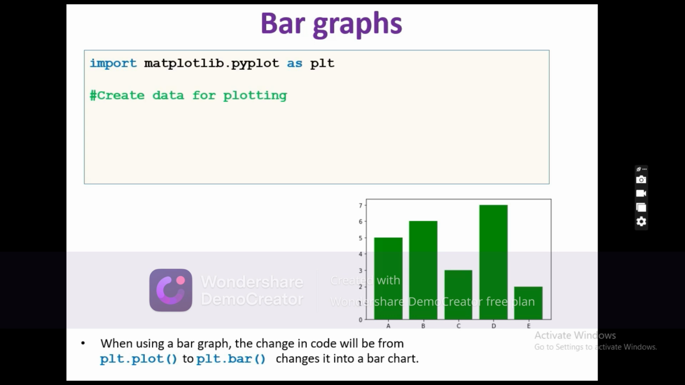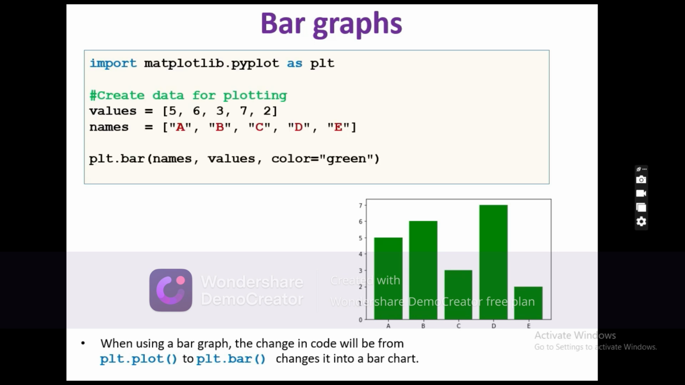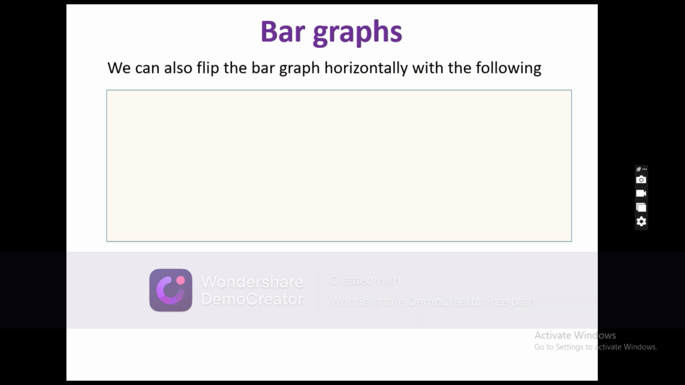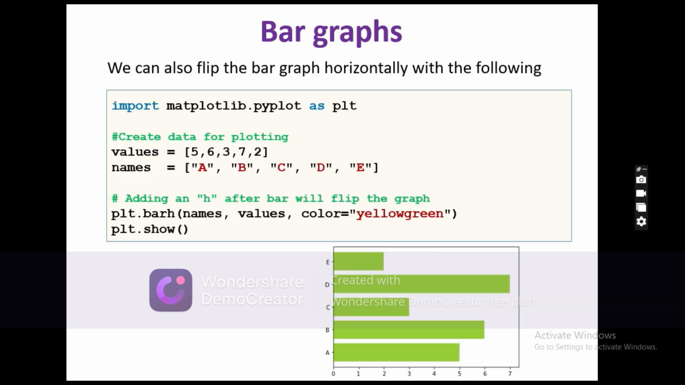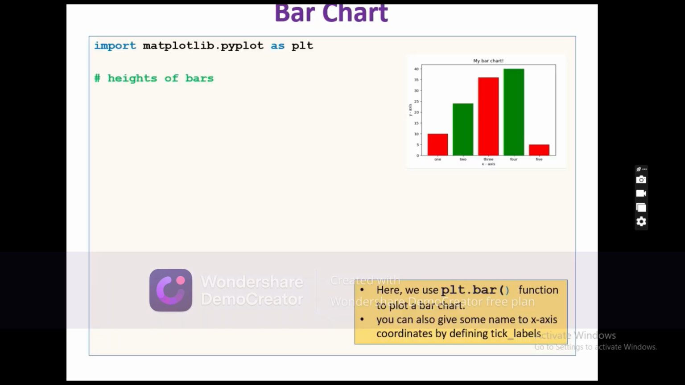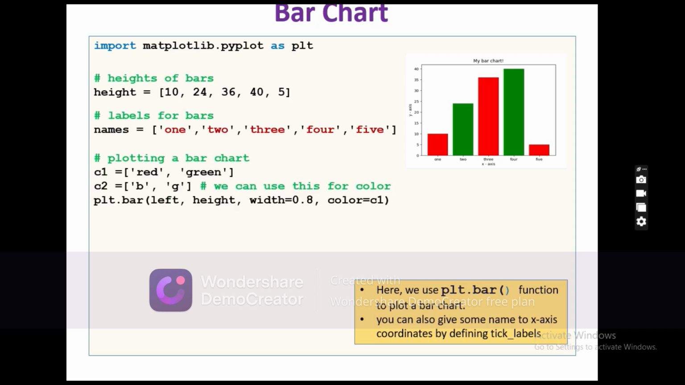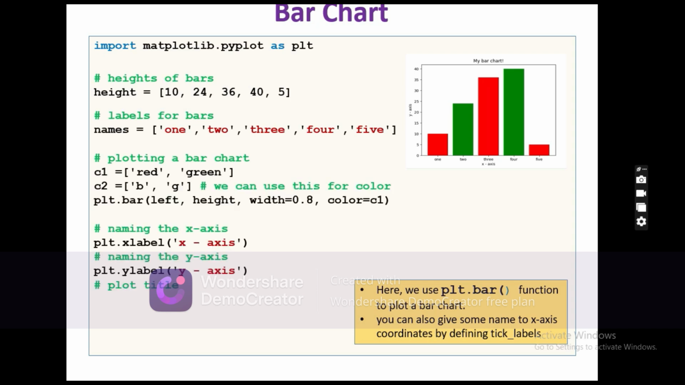Bar graph. This is a bar graph. By using the bar function, we can plot the bar graph, that is plt.bar. We can specify the names, values, and color. It will plot the bar graph. We can customize and specify the color also. We can give the bar chart by using the bar function. We can specify the x-axis label, y-axis label, and title of the graph. Once the graph is ready, we can show it with plt.show.